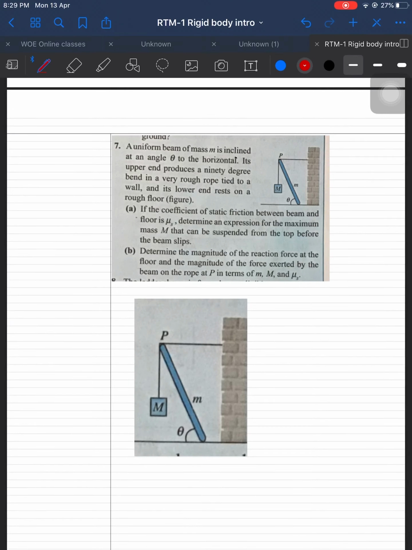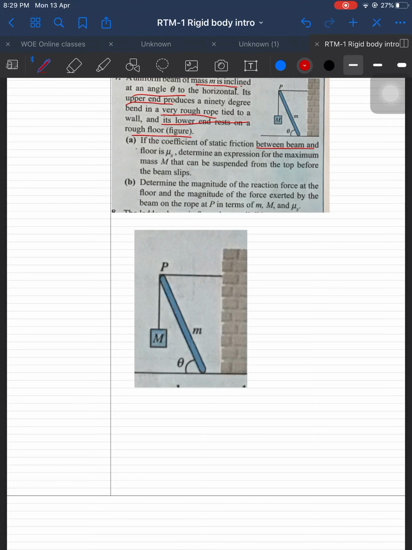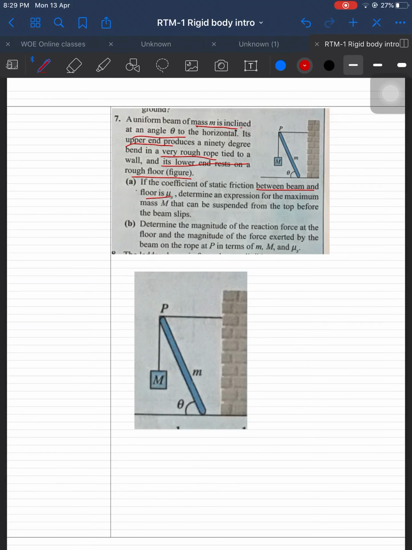A uniform beam of mass m is inclined at an angle theta to the horizontal. Its upper end produces a 90 degrees bend in a very rough rope tied to the wall, and its lower end rests on the rough floor. The coefficient of static friction between the beam and the floor is μs. Determine the expression for the maximum mass M that can be suspended from the top before the beam slips.